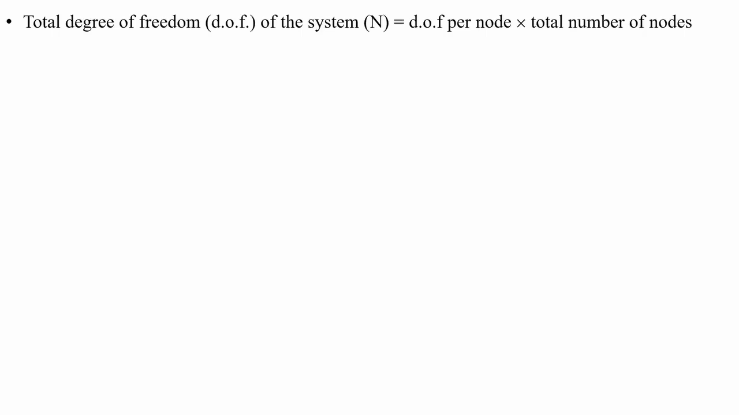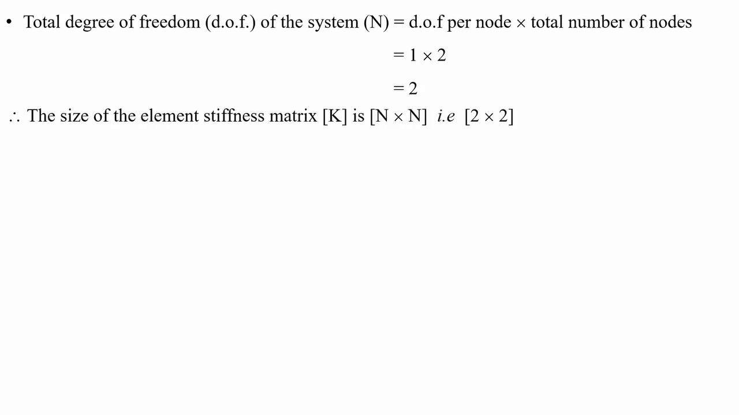So let us calculate the total degree of freedom of the system. So total degree of freedom of the system N is calculated as DOF per node multiplied by number of nodes. So here we have DOF per node as 1, whereas we have 2 total number of nodes. So therefore the total degree of freedom of the system is 2. So this total degree of freedom of system decides the size of element stiffness matrix, which is 2 by 2 in this case. The stiffness of the element is now calculated as K is equal to area into Young modulus upon L.